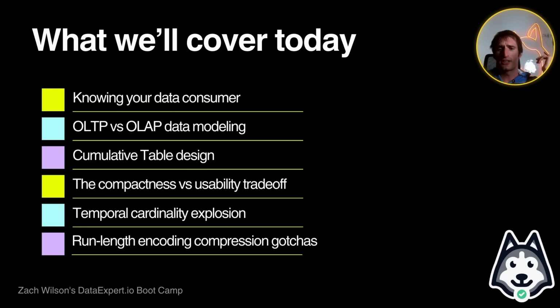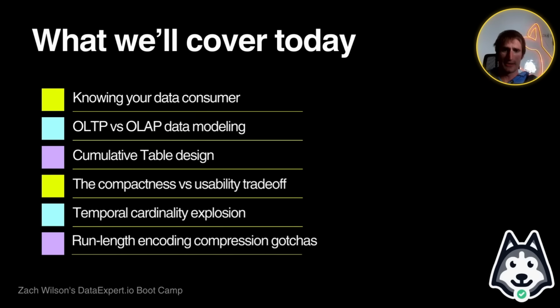And then the last thing we're going to talk about today is run length encoding compression gotchas. Run length encoding is a very, very important part of the data engineering puzzle. It allows data engineers to write compressed data. And there are some interesting gotchas that we are going to be covering as well in today's lecture. So buckle up. We're going to have a good time here, y'all.